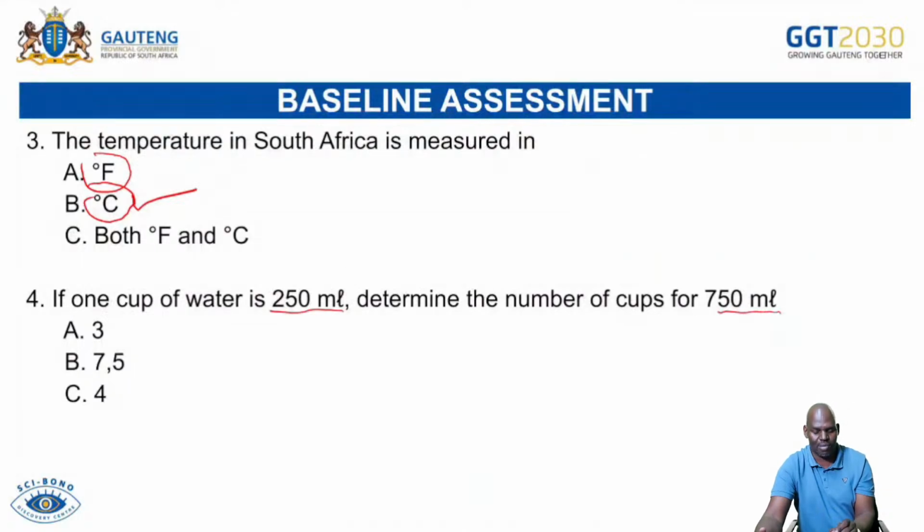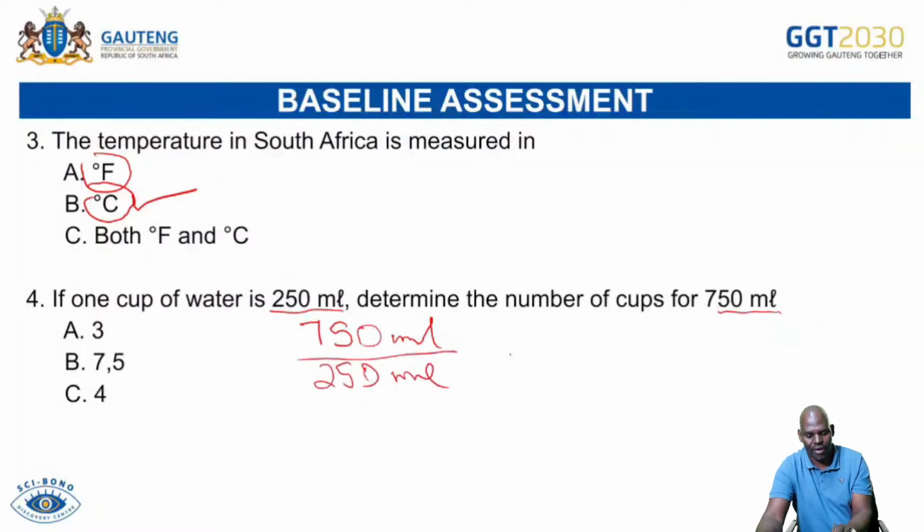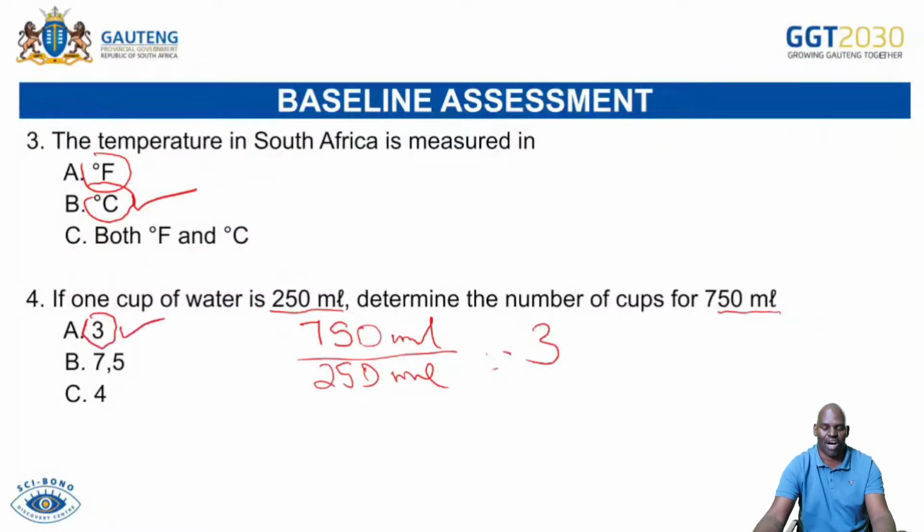For 250 milliliters is 1 cup, and then determine the number of cups for 750 milliliters. So in this case, if you take your calculator, you just say 750 milliliters divided by 250 milliliters. If you say 750 divided by 250, you get 3. So it means in this case, the correct answer is 3. The number of cups for 750 milliliters is 3.